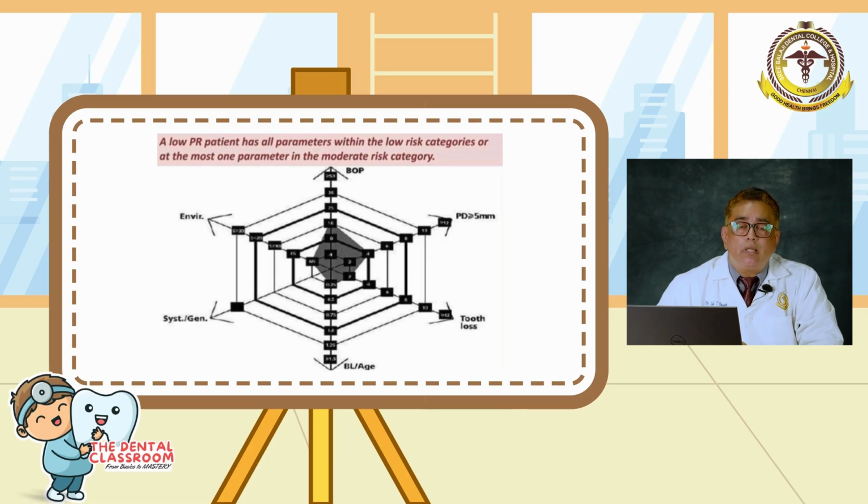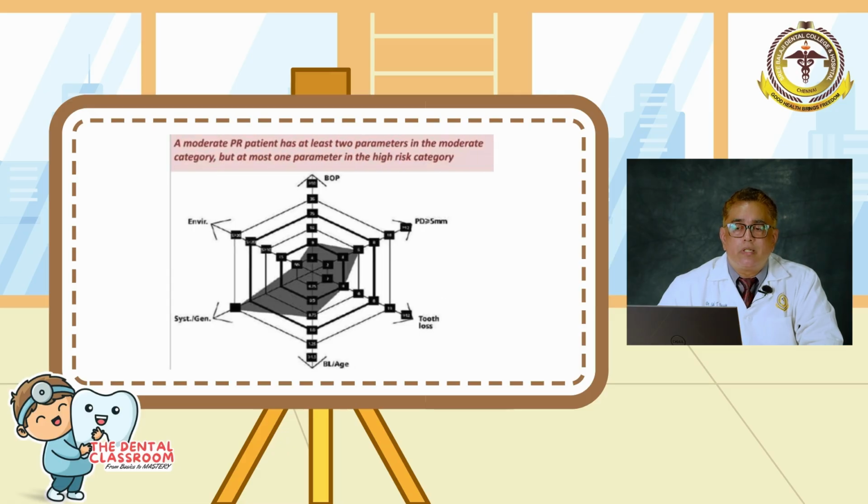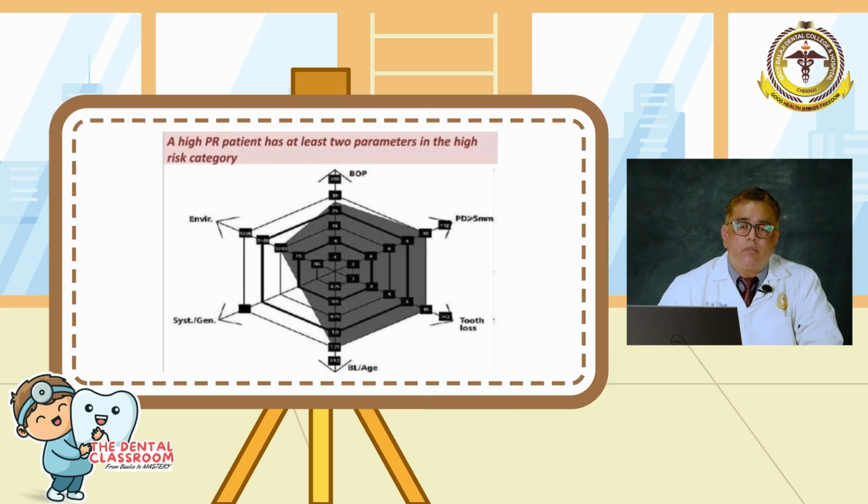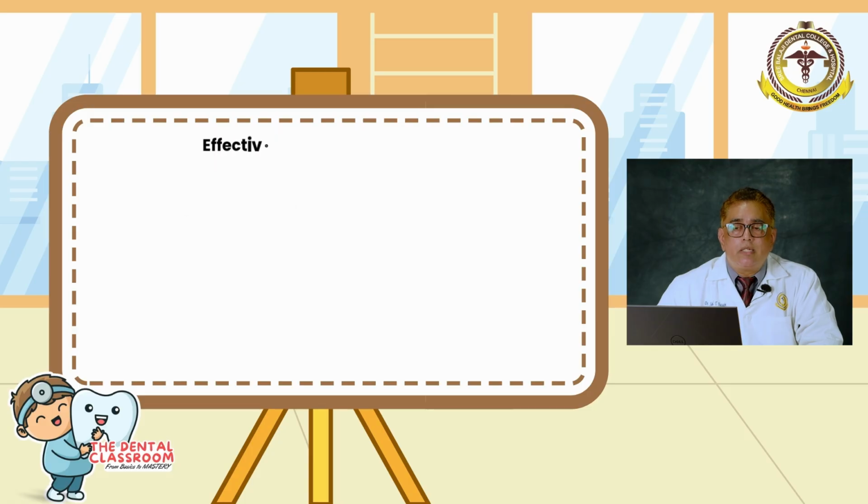This has been put in a diagrammatic view, where a low risk patient has all parameters within the low risk category, at the most one parameter in the moderate. This is the first part. Next, a moderate risk patient has at least 2 parameters in the moderate category, but at most one parameter in the high risk category. And lastly, a high risk patient has at least 2 parameters in the high risk category.